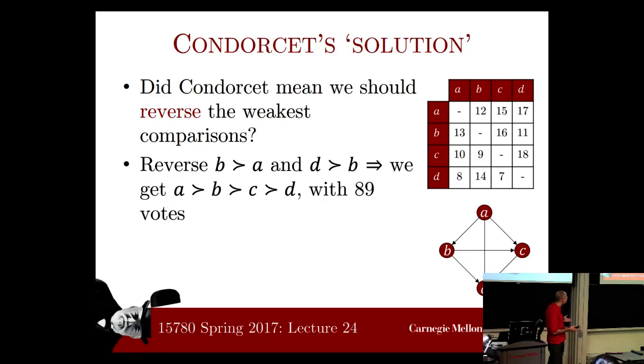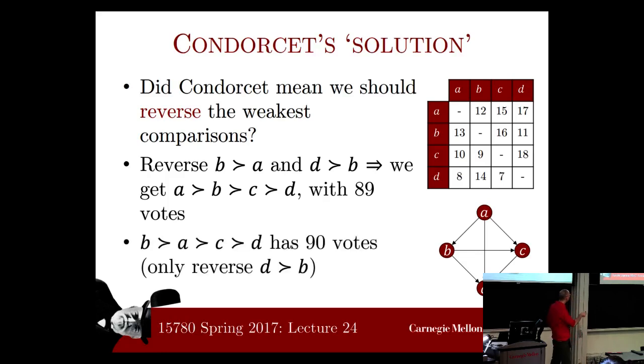But now, is this the right ranking? We were being pretty greedy in how we reversed edges. One way to measure the quality of the ranking is to look at how many voters agree with these pairwise comparisons. This ranking says A is better than B, A is better than C, A is better than D, B is better than C, B is better than D, and C is better than D. If you look at the table and add up all of these numbers, A versus B, you have 12, A versus C, you have 15, and so on, you get a total of 89 votes that support these pairwise comparisons.